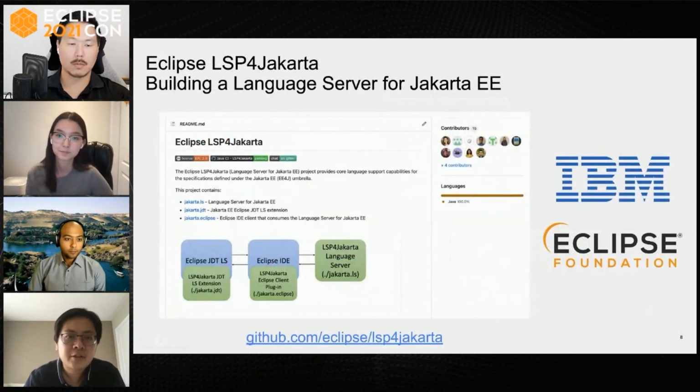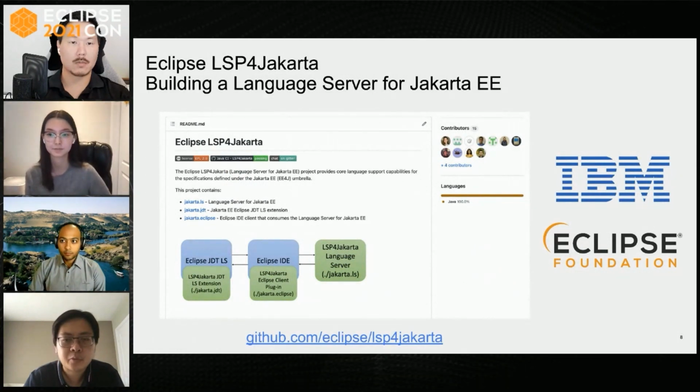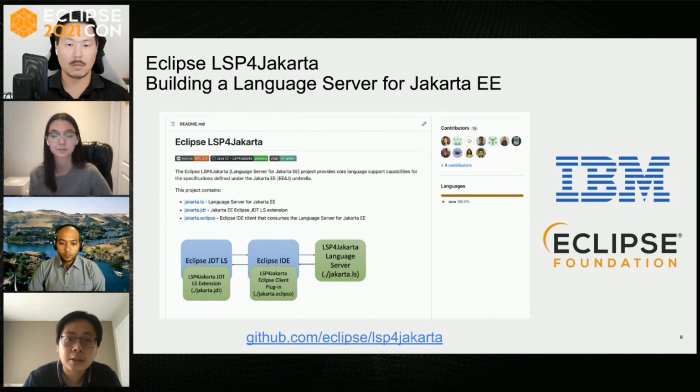So let's take a look at an example of one of the projects that we've been collaborating on through the CANOSP program, which is Eclipse LSP4Jakarta. Jakarta EE is a working group under the Eclipse Foundation, an effort at defining the next set of open cloud native Java APIs for Java developers, right? And the Eclipse LSP4Jakarta project is looking at building a language server for developers using Jakarta EE APIs.